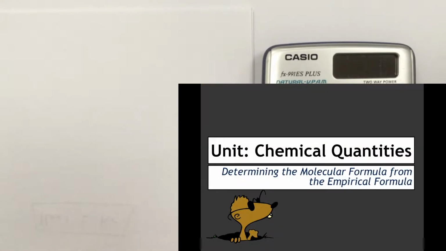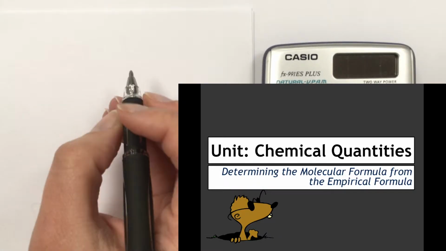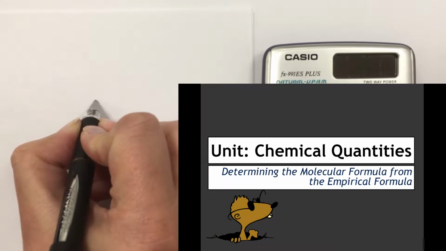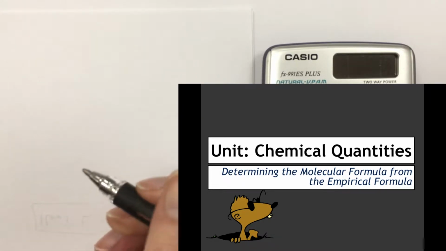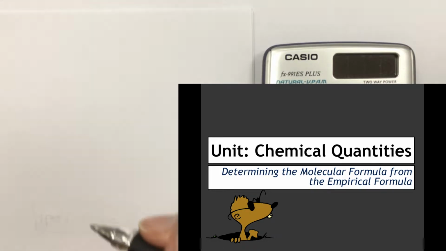Today we will be going over our last lesson in the moles unit. We're going to determine molecular formula from empirical formula. So if I haven't discussed this in class yet, the molecular formula is basically the unreduced formula of a molecule, and the empirical formula is just the reduced formula.